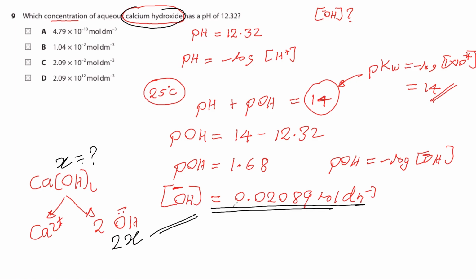If 2x equals 0.02089, x will be half of that. So x will be 0.02089 divided by 2. So it will be 0.01. 0.01 means 1 into 10 to the power minus 2. So therefore my answer for question number 9 is B, not C, right? Remember that one.